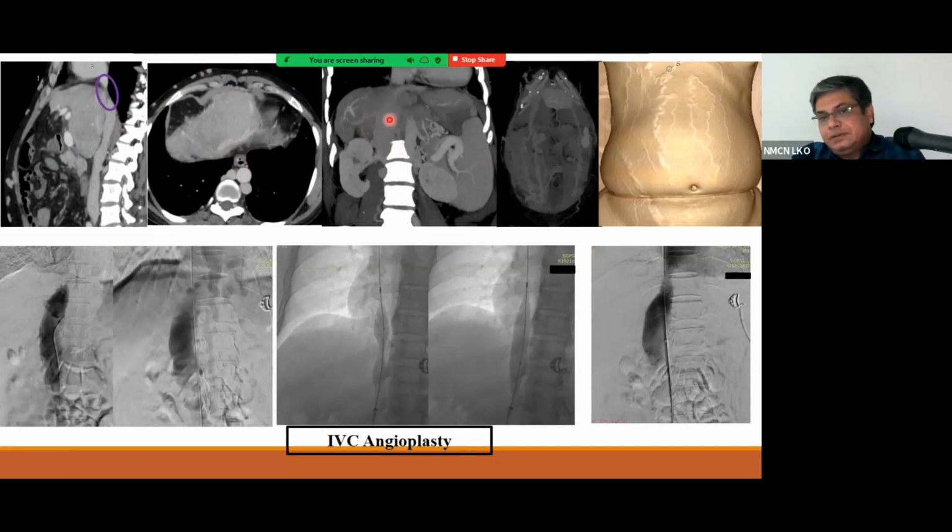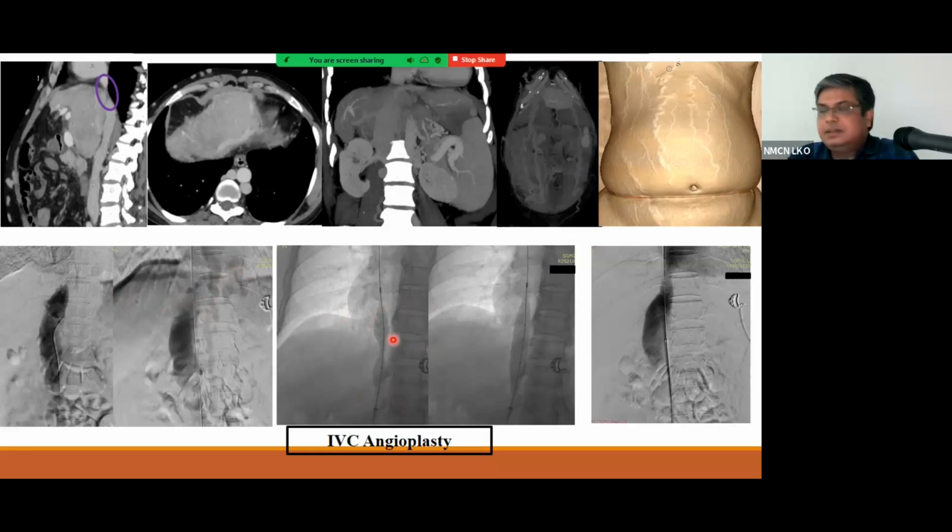Here we can appreciate on this coronal reformat dilated patent lower IVC, patent accessory RHV, enlarged spleen, dilated patent splenic vein. And in these images, that is reformatted images, MIP image, and volume rendered images, we can see extensive anterior abdominal wall collaterals. So this patient was taken up for recanalization procedure. And here we see on venography, there is complete total occlusion of upper hepatic IVC with visualization of collaterals.